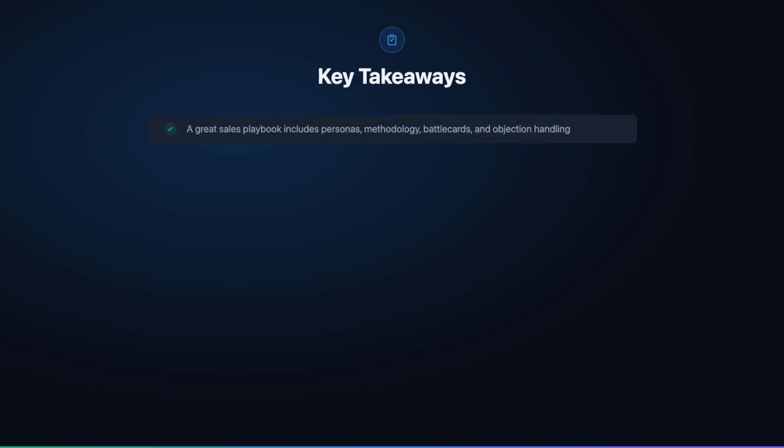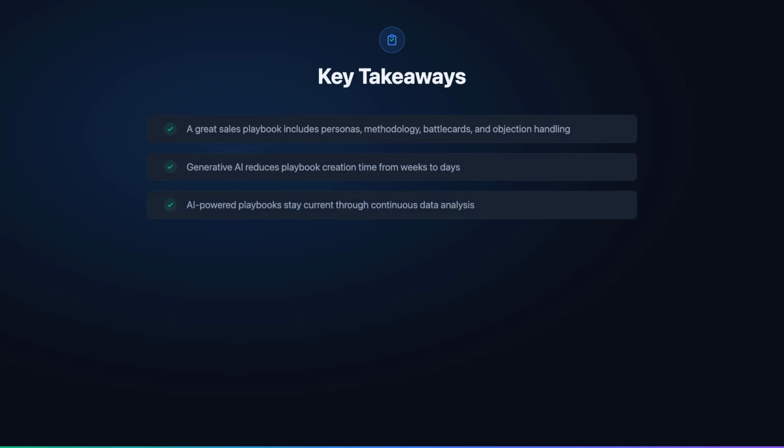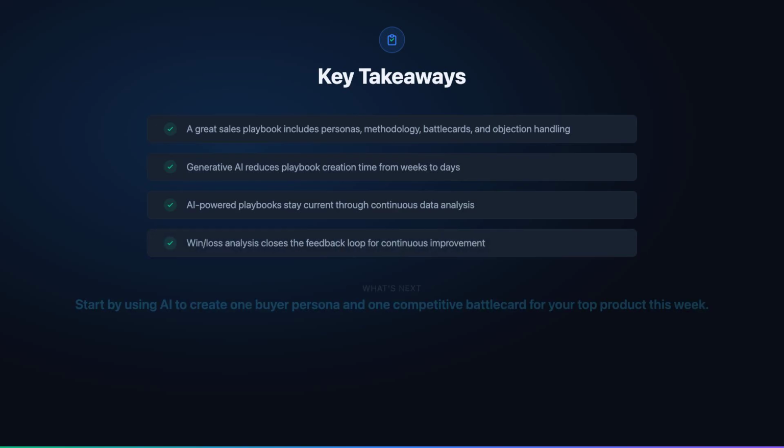These 4 components form the foundation of any playbook that actually helps sales teams close more deals. AI handles the research-heavy work so the team can focus on adding strategic judgment and real-world experience. Unlike static documents, AI-maintained playbooks evolve with market conditions and competitive dynamics. Every deal outcome becomes fuel for making the playbook sharper and more effective over time.